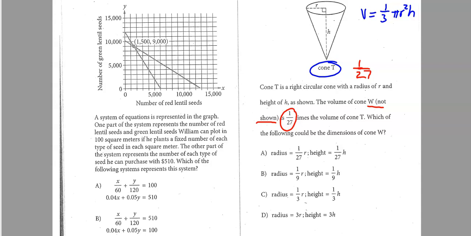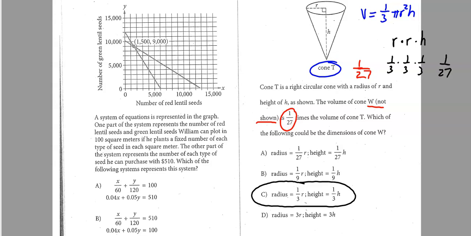So when I'm going through and looking at all these radiuses and heights, basically they're going to start off the same. 1/3 pi is going to be 1/3 pi. But you do radius squared, which is radius times itself, times height. So I need that to come out to be 1/27th. So when I look at this one right here, if the radius is 1/3 r, and then another 1/3 r because it's squared, and then the height is 1/3, well, that's going to give me my 1/27th size that I need. So the correct answer there is C. A little bit tricky.